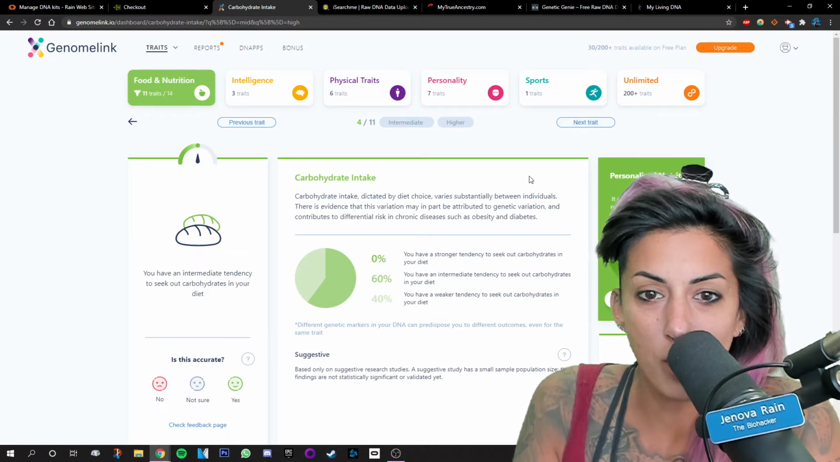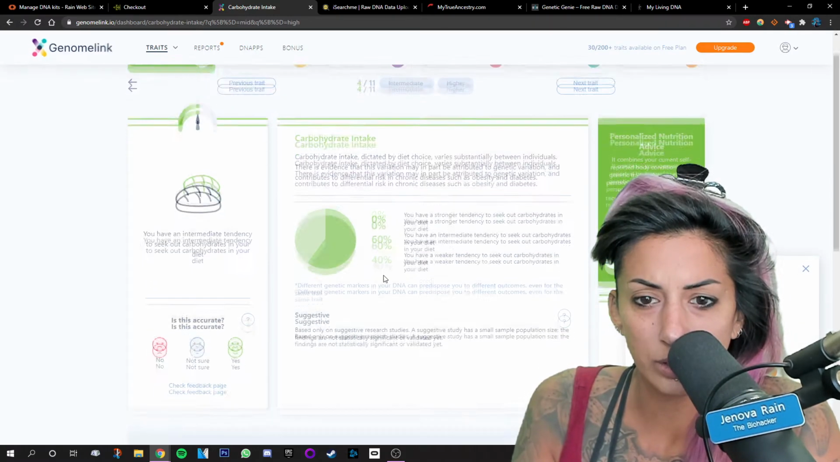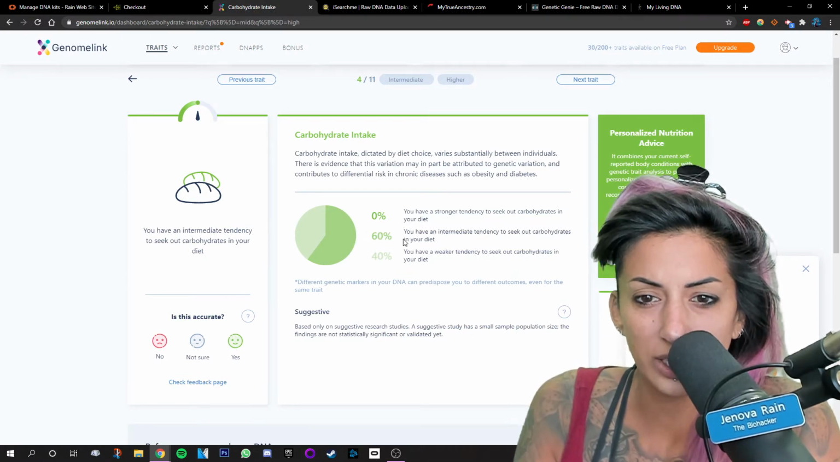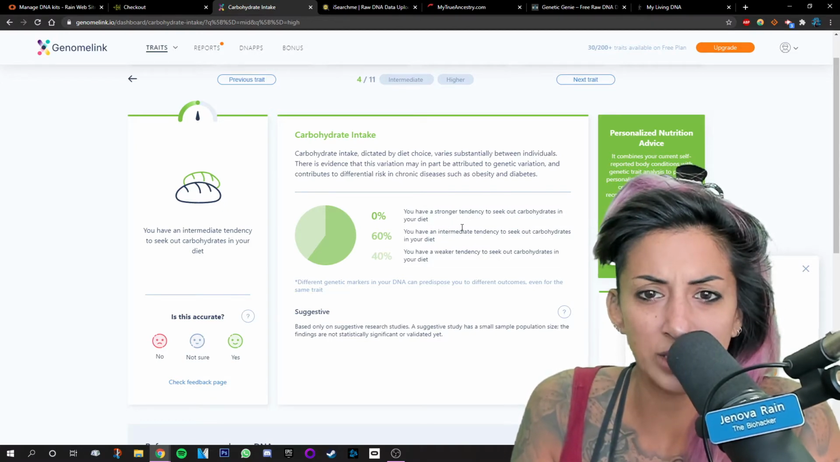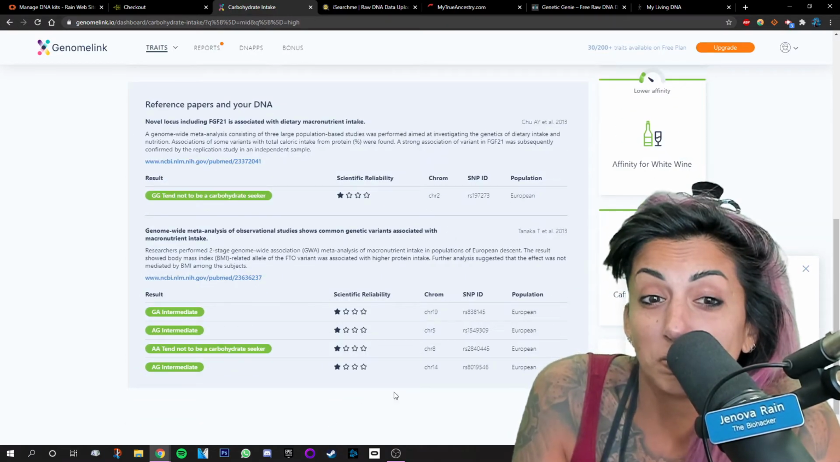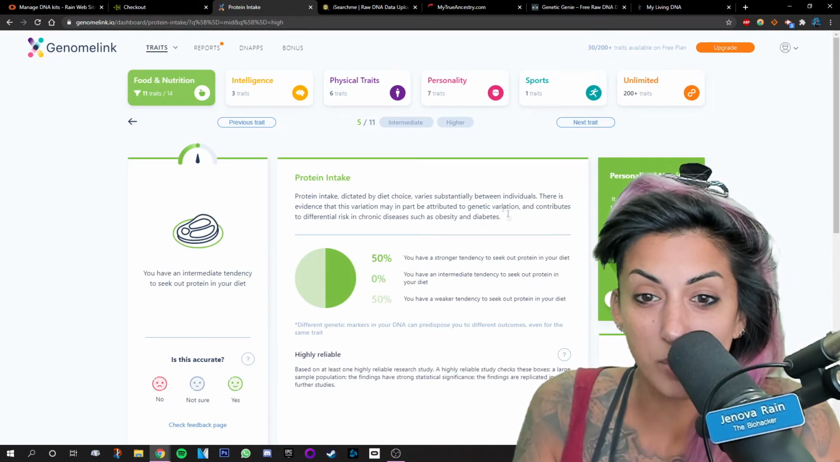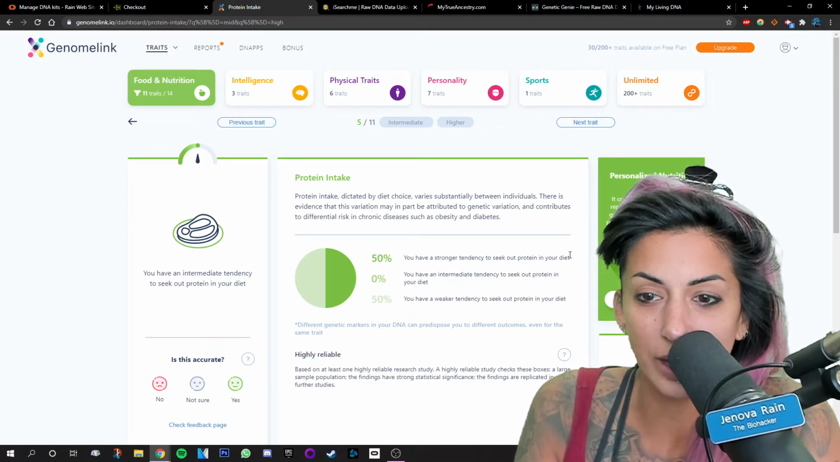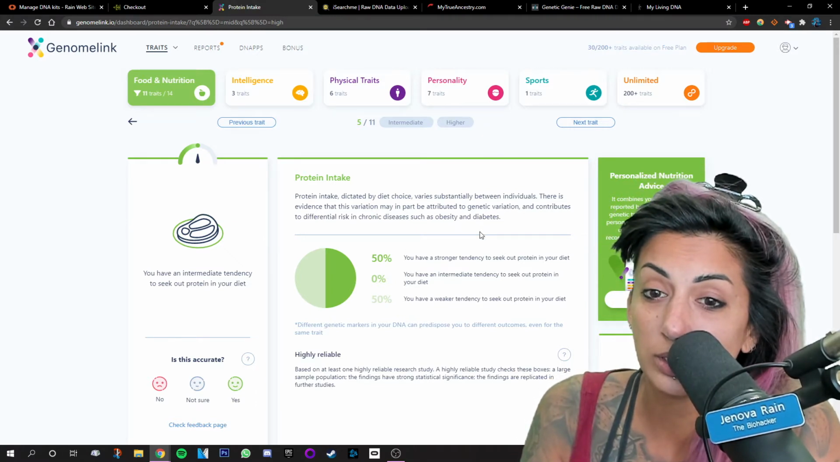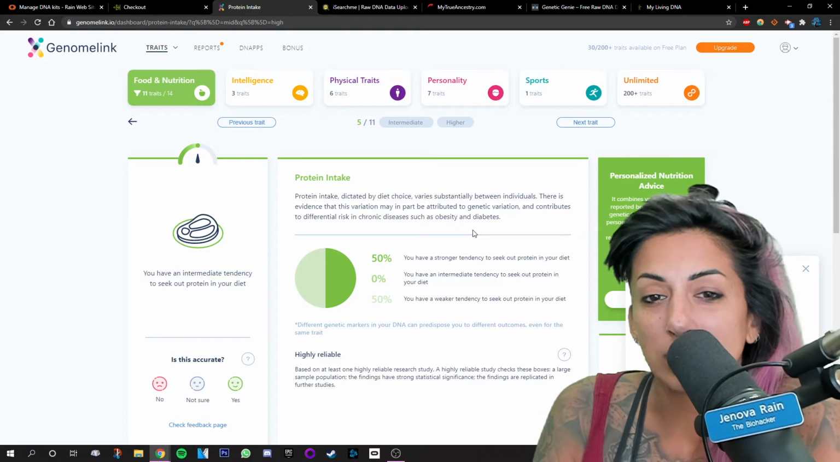Next. Carbohydrate intake. What does this mean? That I'm 60% likely to have an intermediate tendency to seek out carbohydrates. It's probably about right. Isn't that just suggesting it's kind of average? Okay. Protein intake. You have a stronger tendency to seek out. Now that's true. That might be more of just a conscious choice though. I'm not sure.